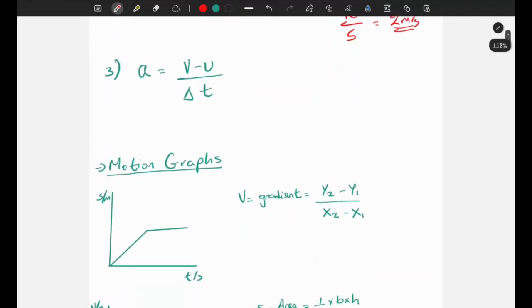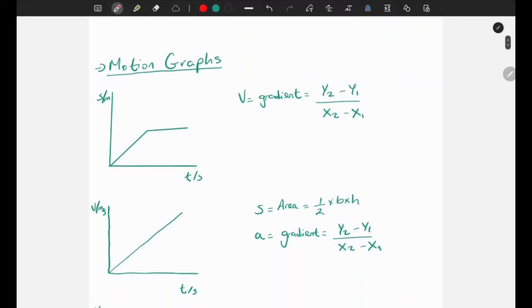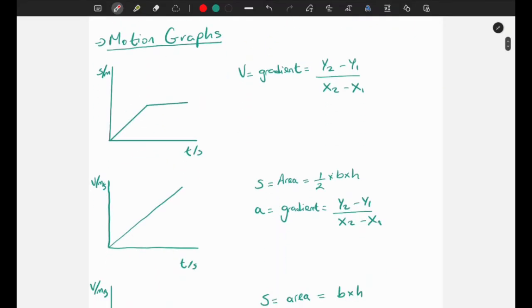The next one is for acceleration. So acceleration is the final velocity minus initial velocity over change in time. This could also be the change in velocity over the change in time. That's the acceleration. The next one we need to look at is motion graphs. So there are different motion graphs and there are different formulas to find distance, velocity, and also acceleration from those graphs.